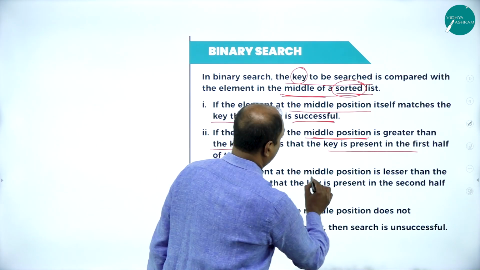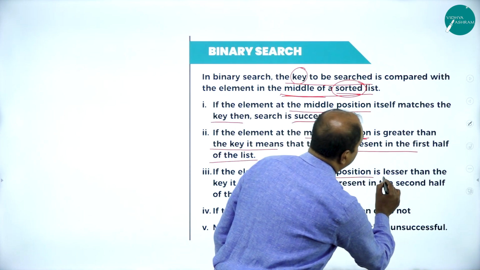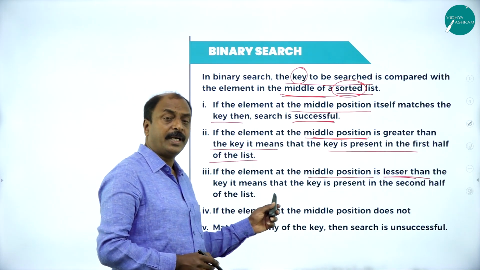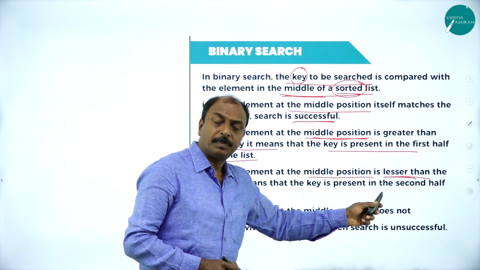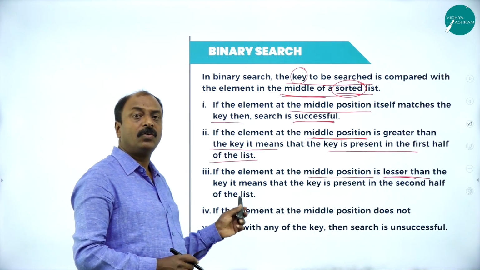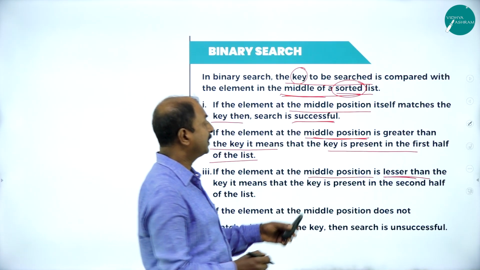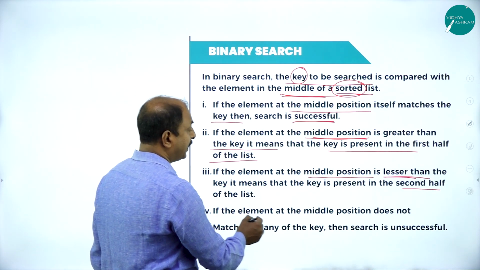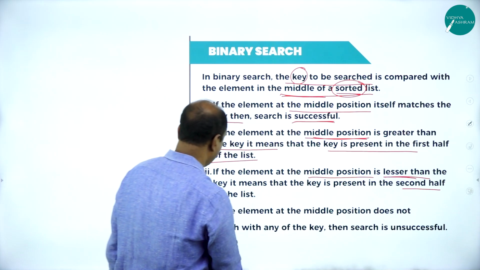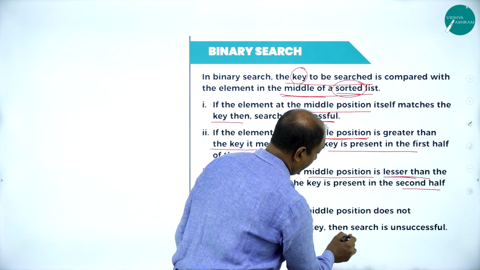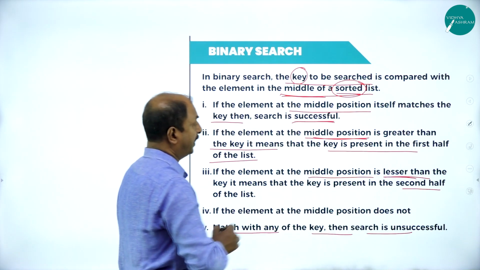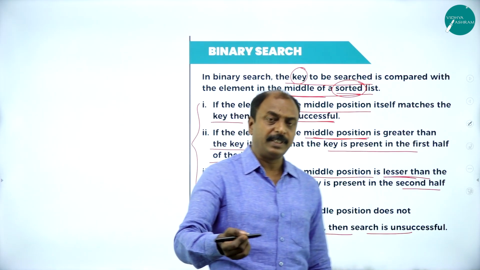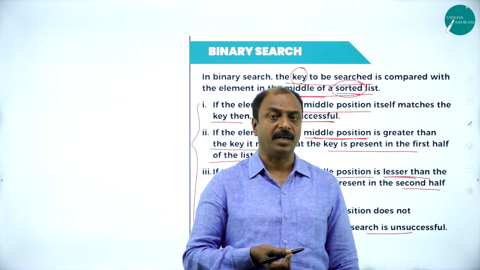What is the next step? If the element at the middle position is lesser than the key element, it means the key might be present in the other half, the second half. If the element at the middle position does not match any of the elements, then the search is unsuccessful. So these are the different points to be followed in the binary search algorithm.